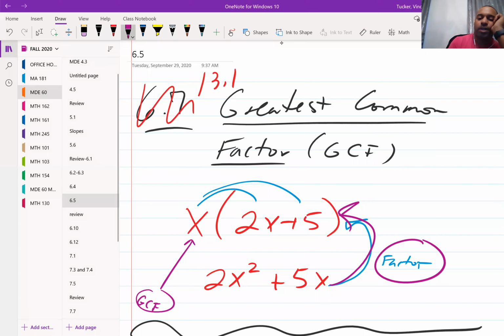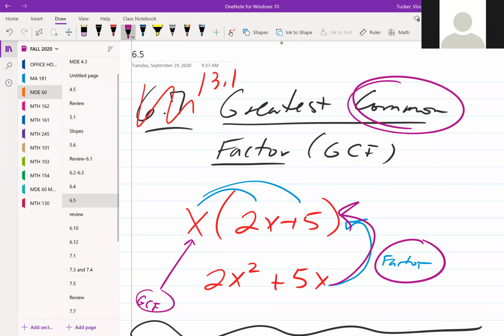So in other words, I will pull the x out of both of these terms to the front. And that x is considered my greatest common factor, my GCF. So I go from having this expression and taking it back to x times 2x plus 5. How'd you know to use x as the GCF? Well, that's what we're talking about, what is common between the two terms.